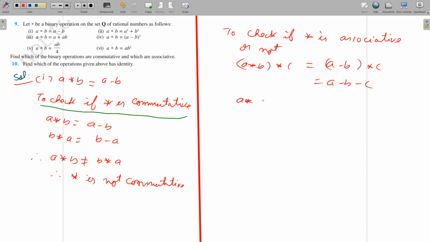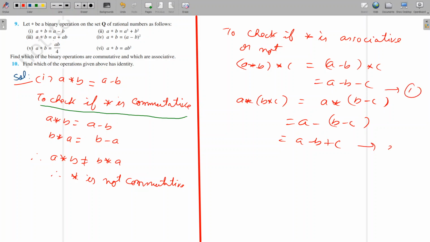Then we will find A star B star C with the bracket on the other side. So first always we have to calculate the elements which are in the bracket. So we will solve for B star C, which is B minus C. Now A star B minus C will be equal to A minus B minus C, you will keep in bracket, and that is A minus B plus C, and clearly 1 and 2 are not equal. Therefore from 1 and 2 we can say that star is not associative.